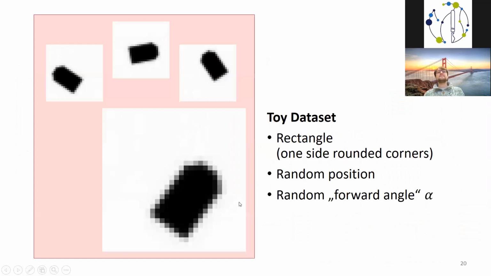To understand this better, we did a toy experiment with a toy data set. The toy data set is just a rectangle with one side rounded, so it has 360 degrees of rotation. We put it in a random position in these small images, and we draw a random position and a random forward angle and draw this as a toy setup.